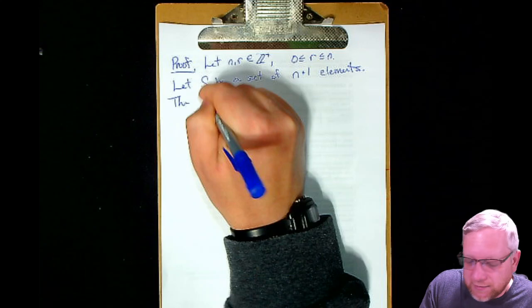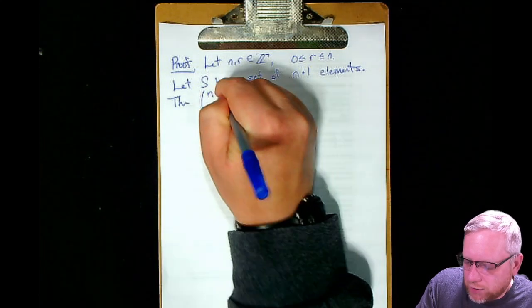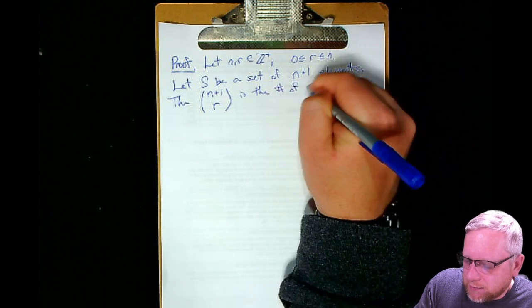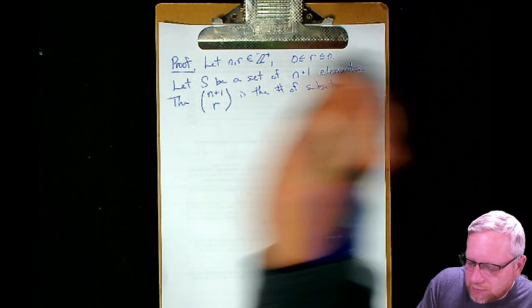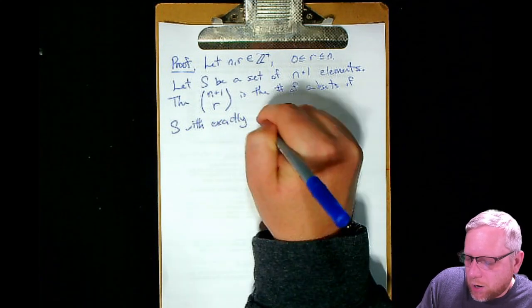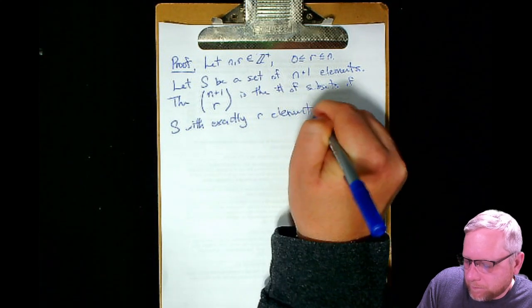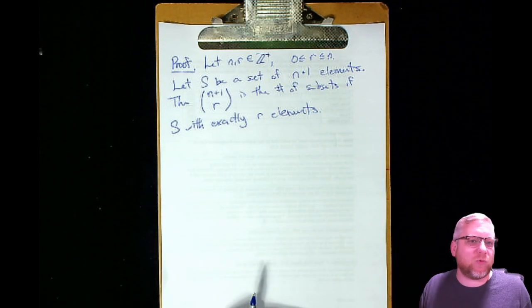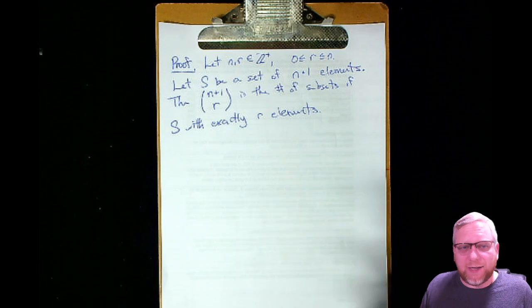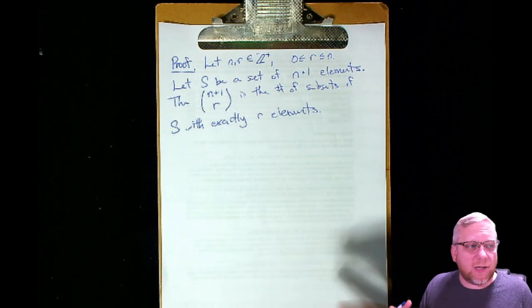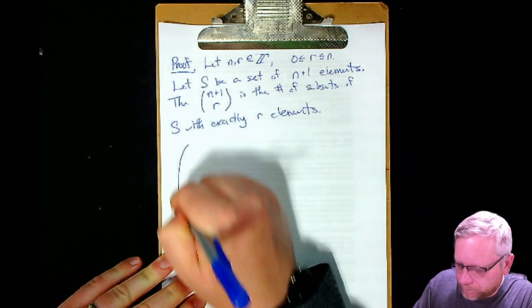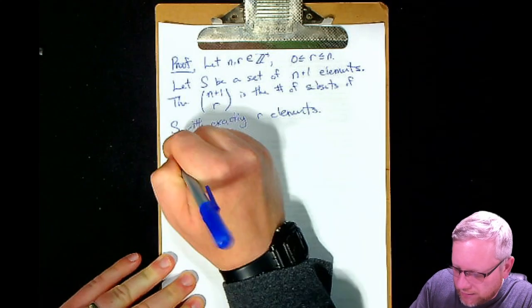Then the left-hand side of Pascal's identity, n plus 1 choose r, is the number of subsets of S with exactly r elements. That's what we're dealing with here. That number I want to count in a different way, and that's what I'm going to do now with this other argument. There's a nice picture that goes along with this. Let me draw the picture.